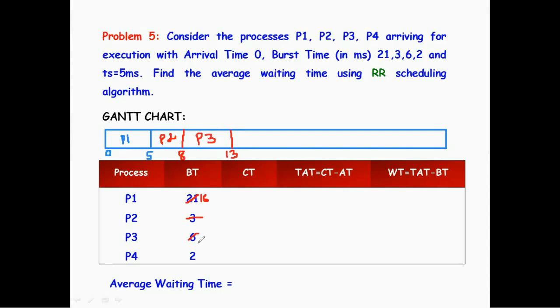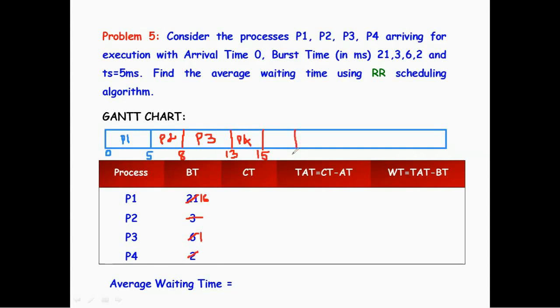Remaining, P3 needs 1 millisecond for execution. Then P4 needs only 2 milliseconds. So from 13 to 15, P4 gets scheduled. Now P4 has fully completed. In the ready queue, P1 and P3 are available.